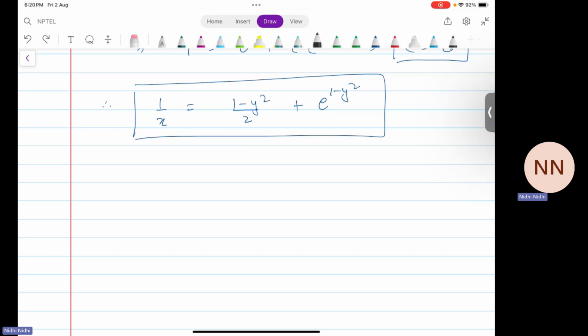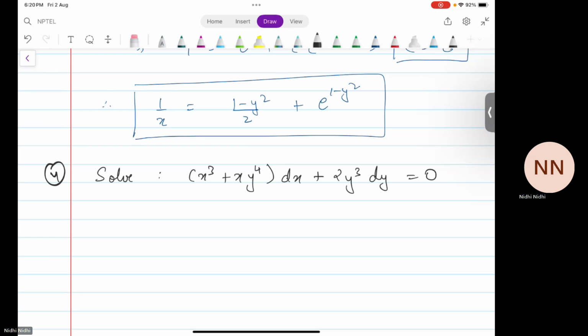So now let's move to the next question. Question 4. Solve x cube plus xy power 4 dx plus 2y cube dy is equal to 0. So if we consider this function to be some M(x,y) and this one to be some N(x,y), what do we have?